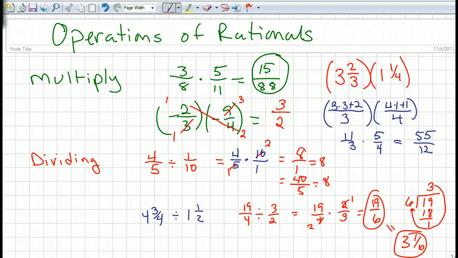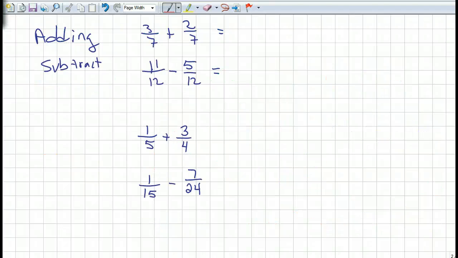All right, let's go to the next page. Now we're going to talk about adding and subtracting. The first two are the easiest, and can you tell me why? They have the same denominator. So all I need to do is actually just look across the top. I have 3 plus 2, which is 5. And then, do I have 14 on the bottom? No, you actually don't add the denominators together. So it's just going to be 5/7.